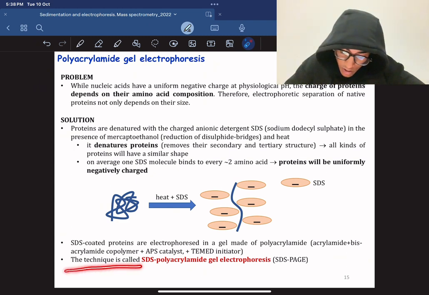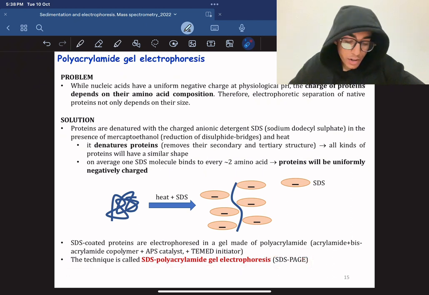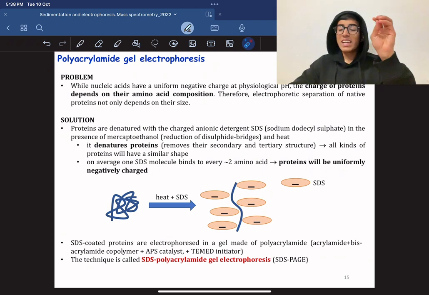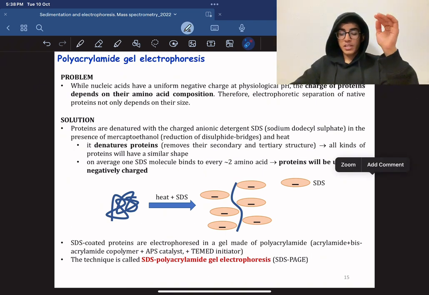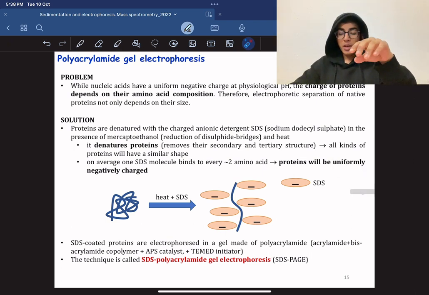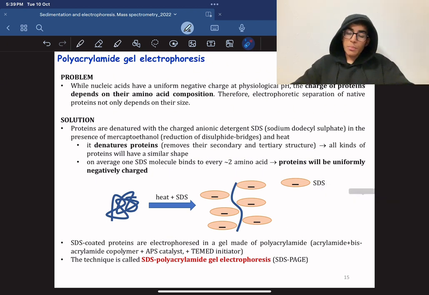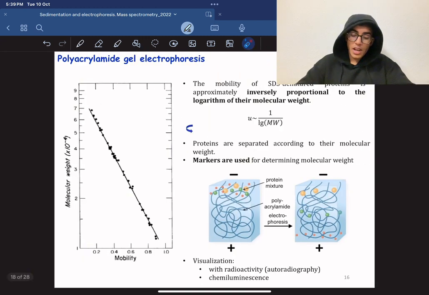Okay, this technique is called SDS polyacrylamide gel electrophoresis, SDS-PAGE. Important. Also, guys, as you can see, this is a very easy topic to make an essay question on. I'm pretty sure you're smart enough to understand that. So look at those types of topics and think, okay, I'm going to study this a bit more. This is one of those topics. They could just ask, polyacrylamide gel electrophoresis, explain. So you should understand it.